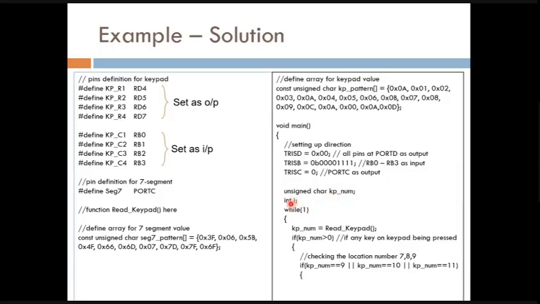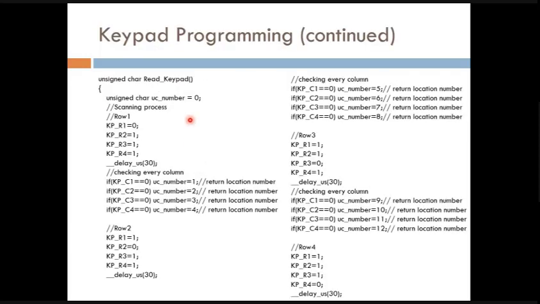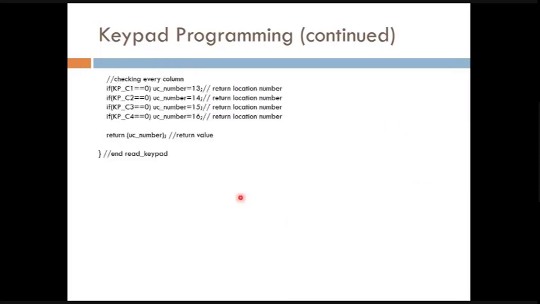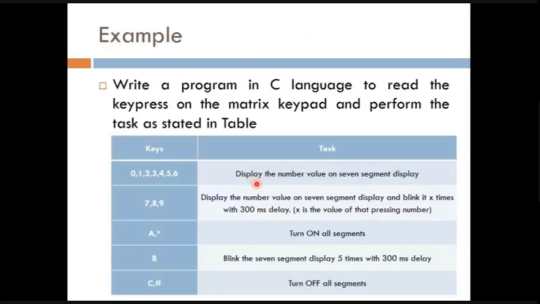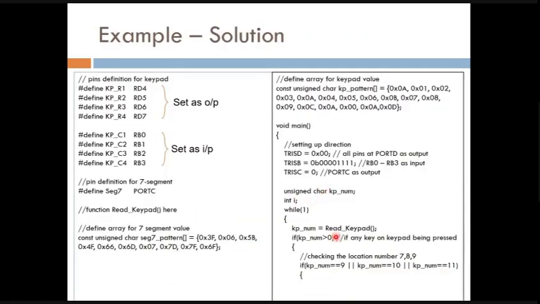Then another variable, this one int, integer. The name is I. And then KP, this variable is equal to the read keypad function. The read keypad function is coming from this one. Any value written by this function will be stored in kp underscore num.